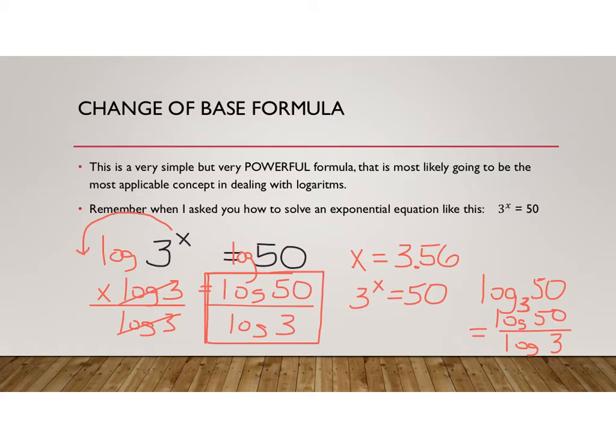And I can change it to any base I want to. I could do log base 5, log base 7. I could do log base e, so then it would be natural log of 50 divided by the natural log of 3. These are really the only ones that would make sense, to use base 10 or base e, because then you can use a calculator.